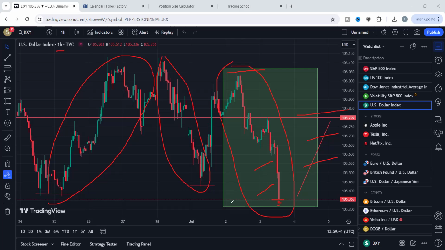Because just like a chess game, you need to understand what the other party is doing. We have the trend traders, and we have the counter trend traders. This here is a move for the counter trend traders looking forward to buying.